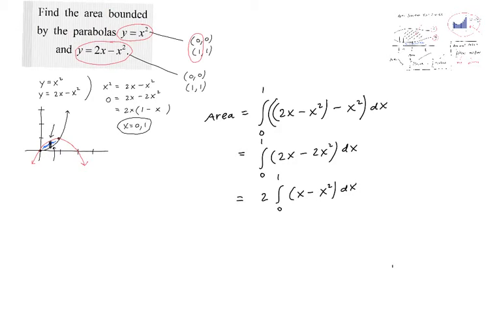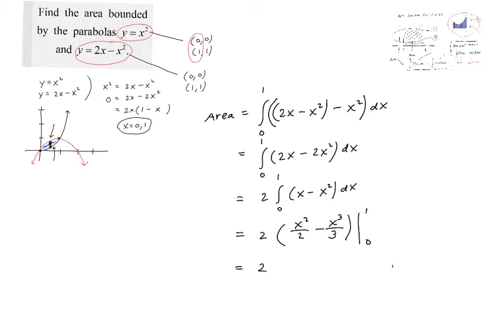So it looks like this. And then this one is almost done. So the antiderivatives here are pretty simple. It's x cubed over 3. Insert your limits, and the area is pretty much here.